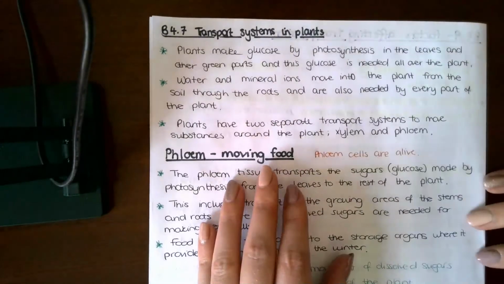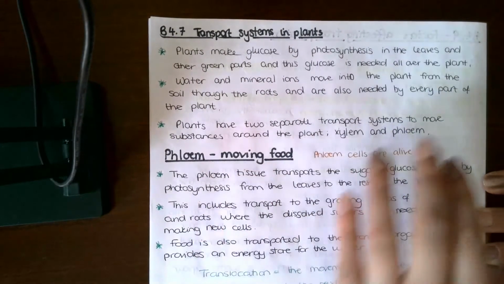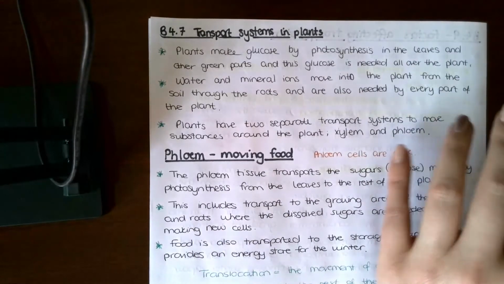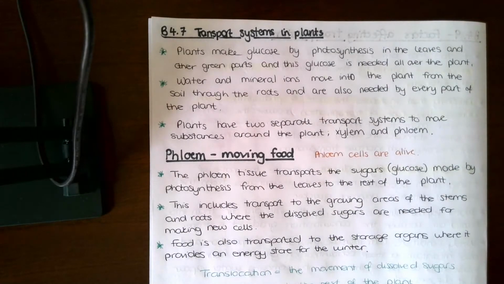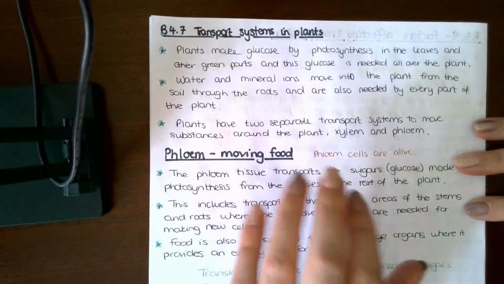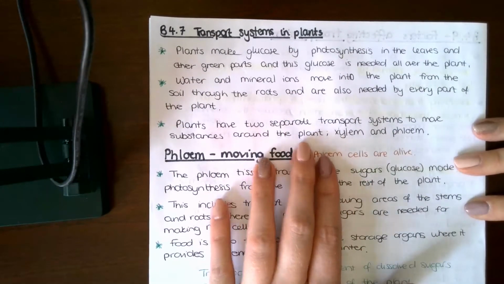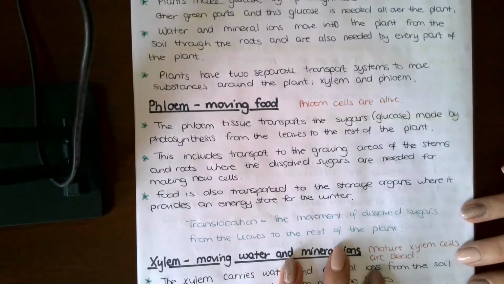So plants make glucose by photosynthesis in the leaves and other green parts, and this glucose is needed all over the plant. Water and mineral ions move into the plant from the soil through the roots and are also needed in every part of the plant. So glucose, mineral ions and water need to be moved around the plant, and there are two separate transport systems that do this, and that is the xylem and the phloem. So moving on to the phloem.